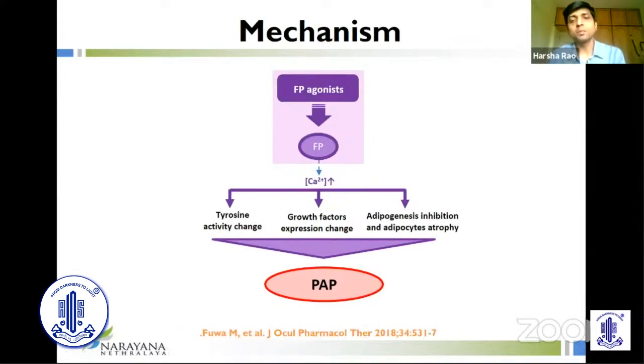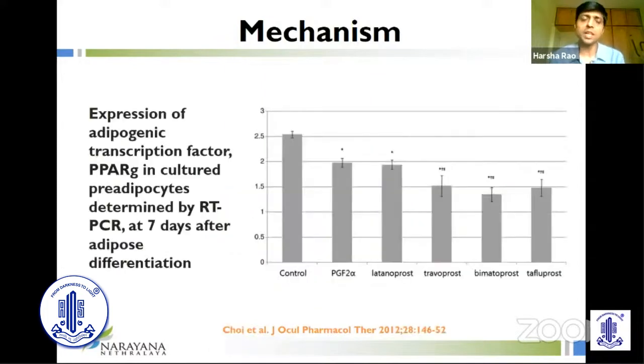What's the mechanism of PAP? So the mechanism of PAP essentially is the anti-adipogenic effect of prostaglandin analogs. So PGAs inhibit adipogenesis and cause adipocyte atrophy, and that's now established as the primary reason for PAP. There are multiple other basic science experiments, which have once again shown this mechanism.